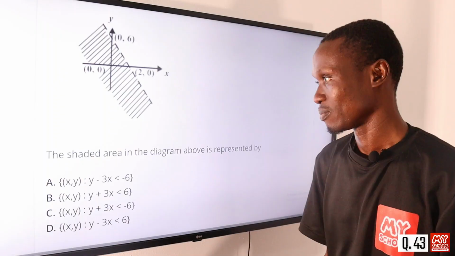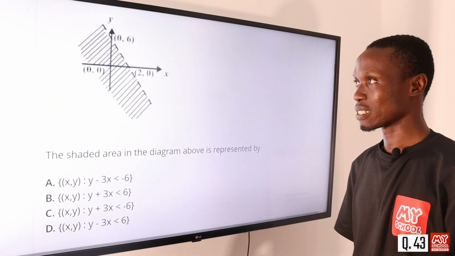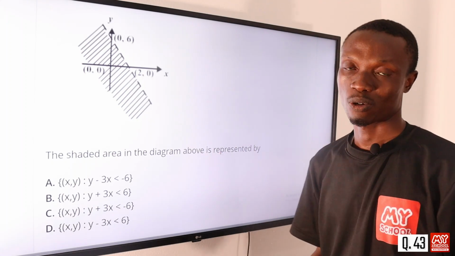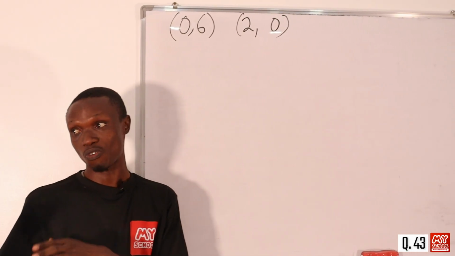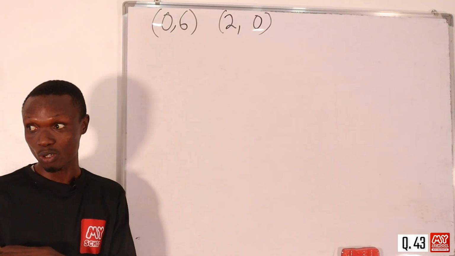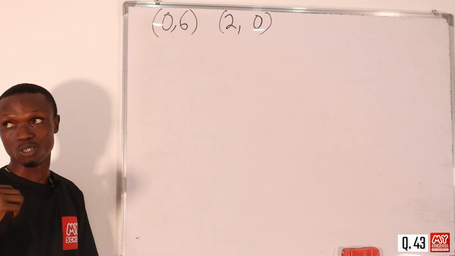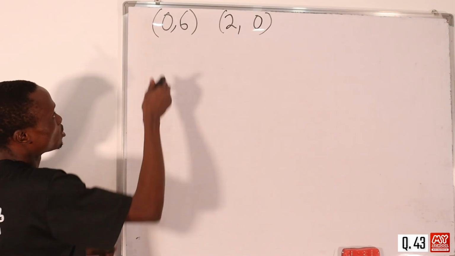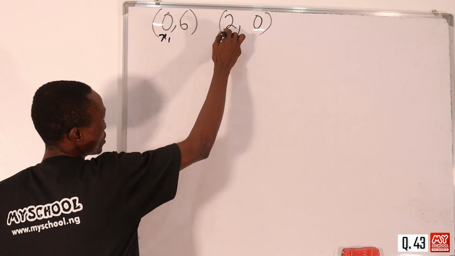Question 43. The shaded area in the diagram above is represented by... so let's move over to the board to provide an answer to this question. So basically, the region shaded above means we should find the equation that that graph represents. Okay, but in this case, it's an inequality, not an equation. So from what is given to us in the question, now remember that the 0 here represents x1 and this represents x2.